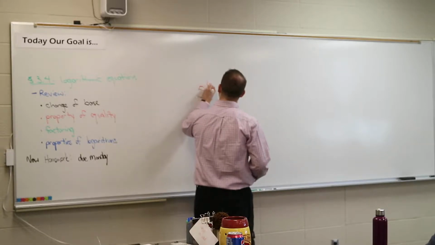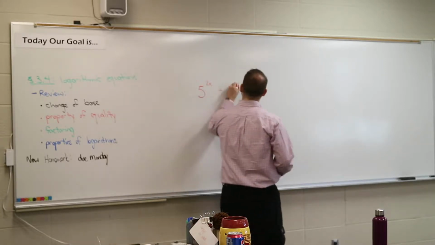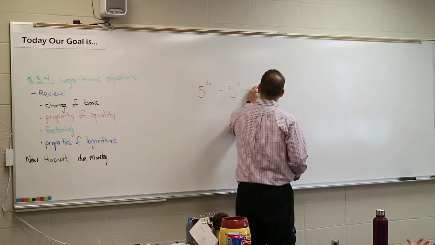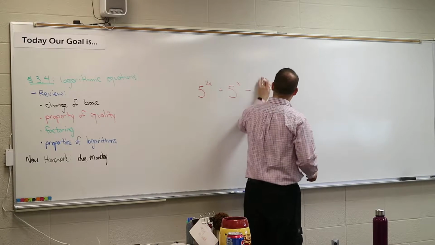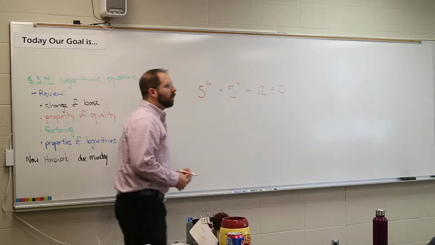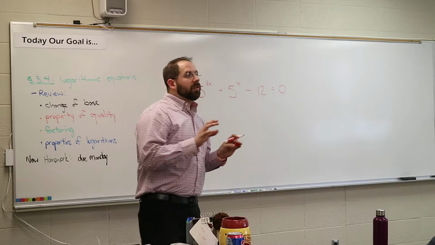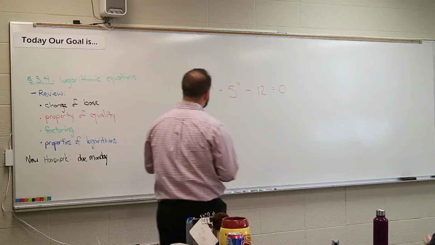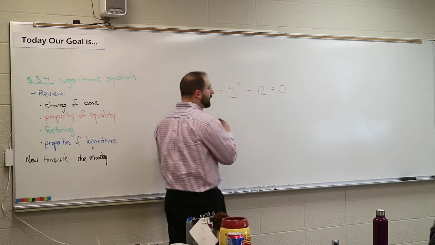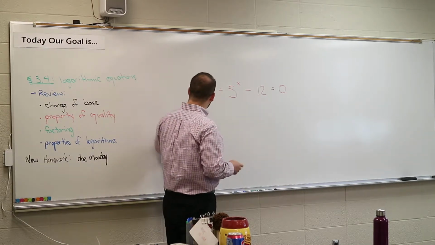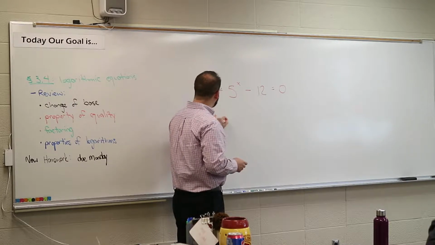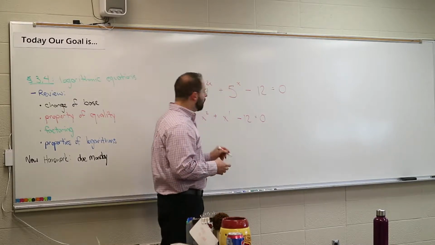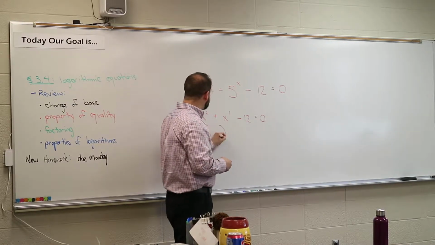5 to the 2x plus 5 to the x minus 12 equals 0. I think this is the problem that they use in the book. This style of problem, you can factor it apart into pieces. When I see this problem, this is what I think of. I think of factoring: x squared plus x to the first minus 12 equals 0. And then you can do the normal factoring.